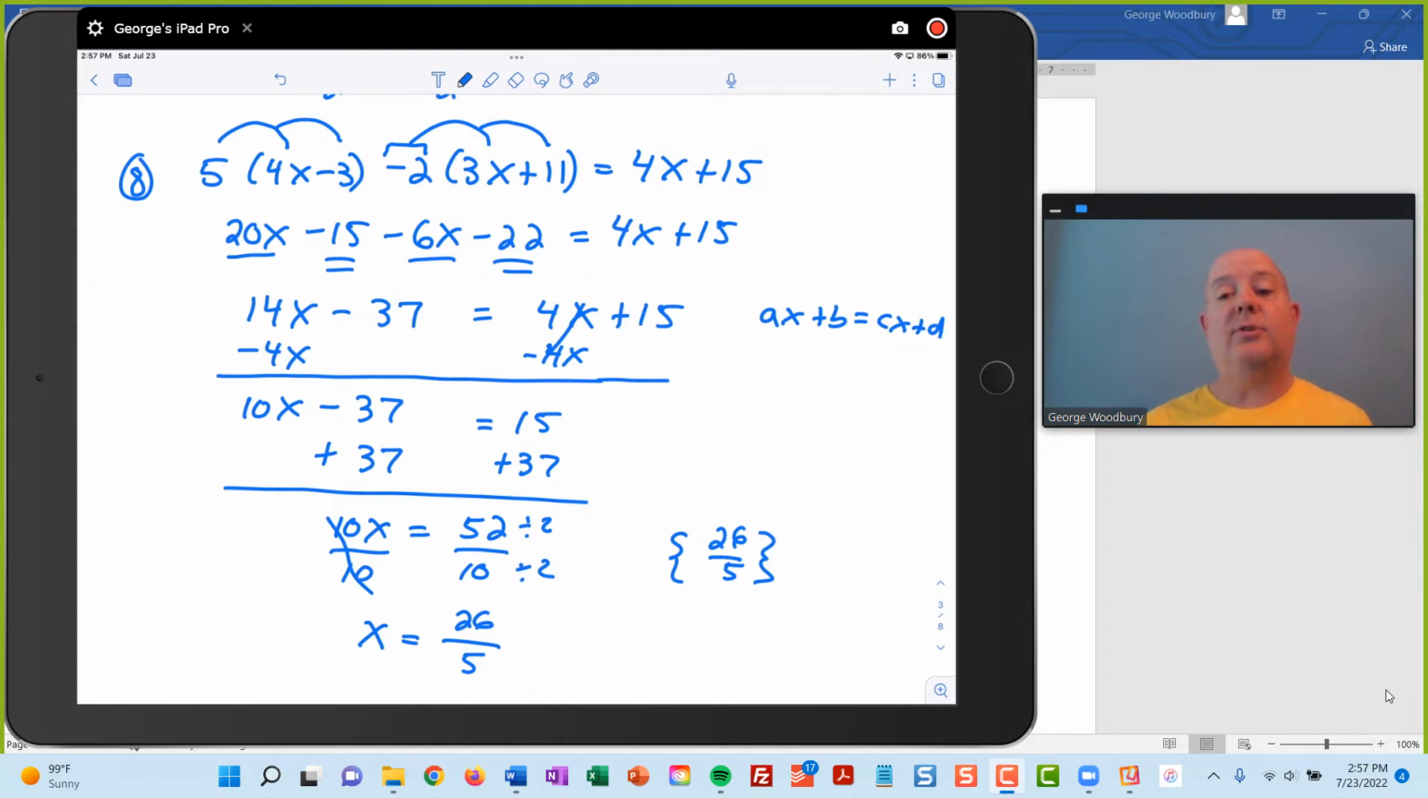The last two examples in this video deal with equations that contain either constants or coefficients that are fractions. And we'll talk about how to clear the equation of the fractions first and then solve the resulting equation.